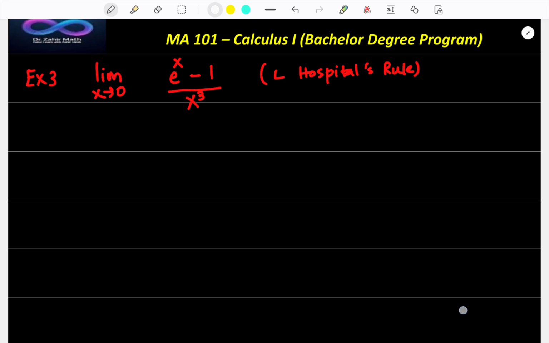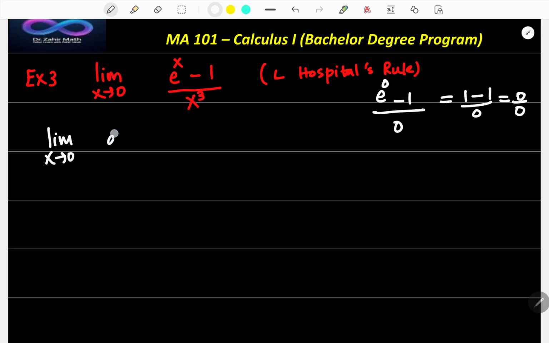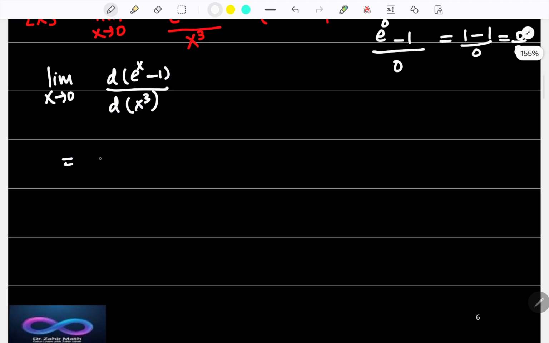Put x tends to 0, I will get e power 0 minus 1 divided by 0. E power 0 is 1, 1 minus 1 divided by 0, I will get what? 0 by 0. If it is the case, then you can use L'Hopital rule. What is L'Hopital rule? Differentiate the numerator separately and differentiate the denominator separately. So this equals differential of e power x is what? E power x.